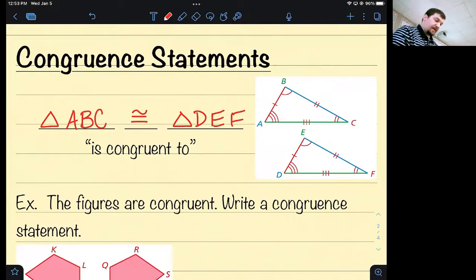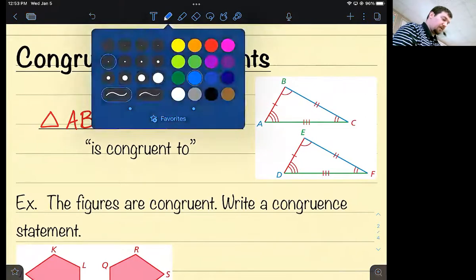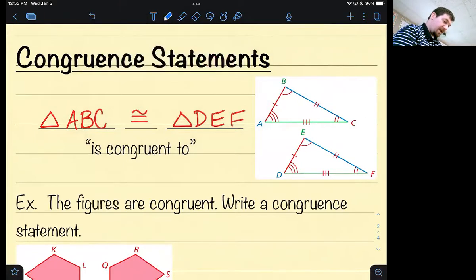What if I would have said, and you don't need to write this down, I'm just going to write it, what if I would have said triangle BAC? If I said triangle BAC, what order would I have had to put the letters in on the second triangle, Maddox? EDF, exactly. BAC, then I have to put EDF.